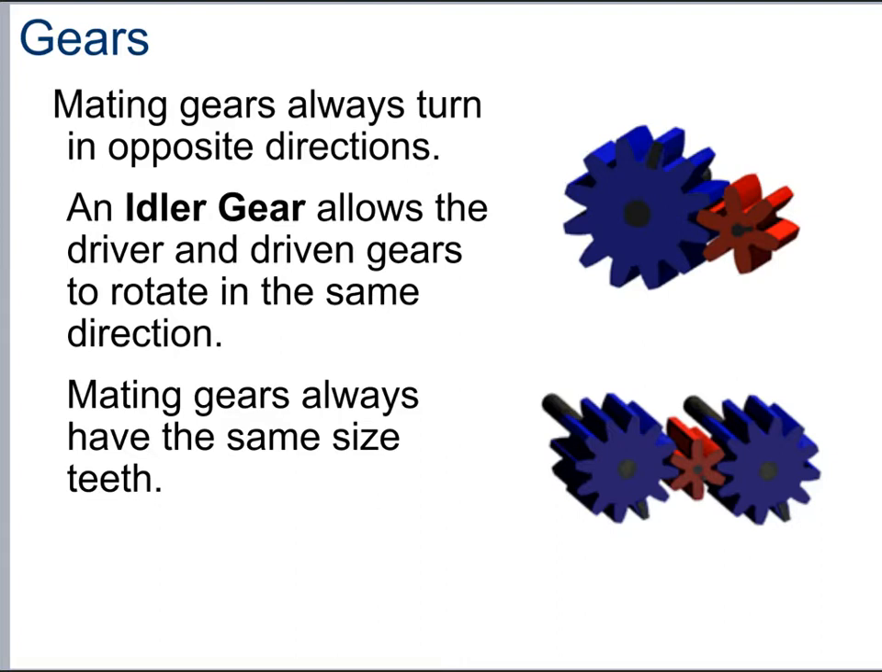In a simple two-gear system, when you rotate one of the gears clockwise, the other gear will rotate in the opposite direction, counterclockwise. But if you add a third gear to the middle of two gears, you create what is called an idler gear. The idler gear allows both the input and output gears to rotate in the same direction and helps add distance between the gears.